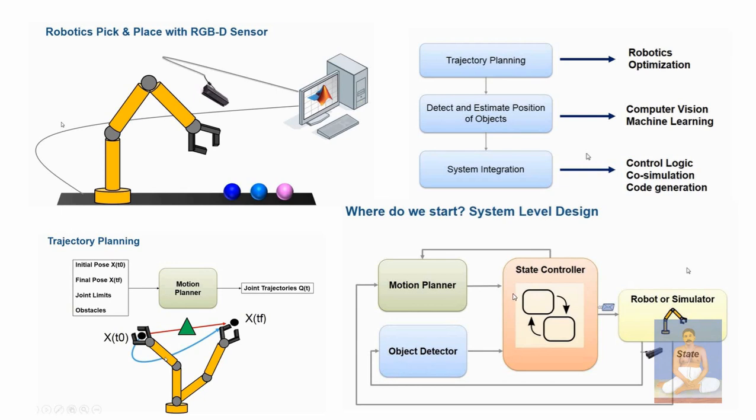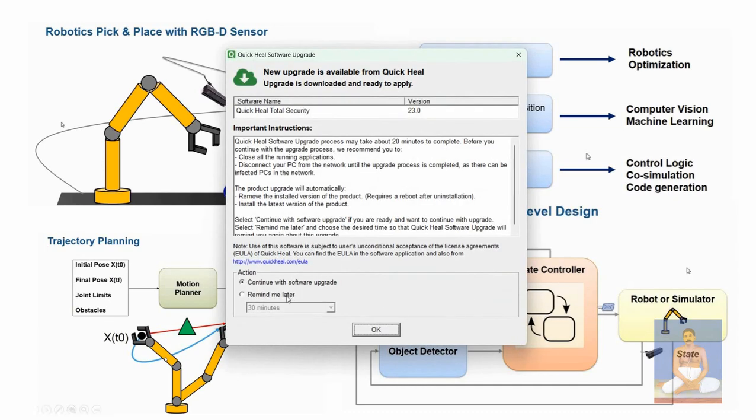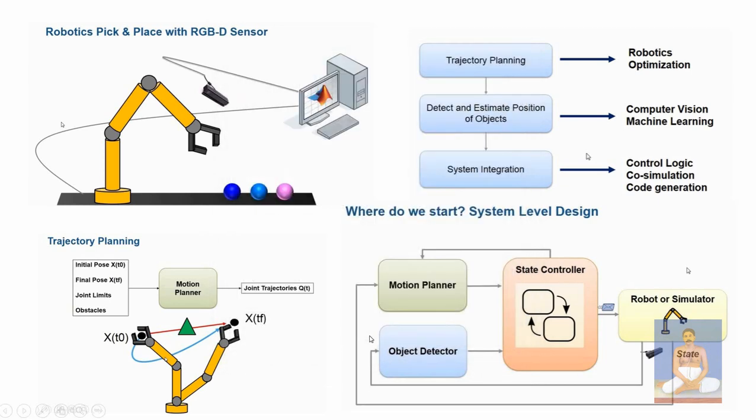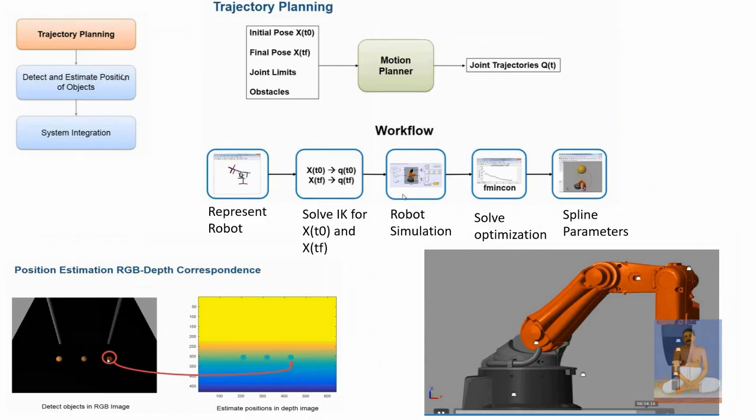First of all, we plan the motions: joint trajectories, a motion planner, an object detector, state control, and a robotic simulator. After this, the motion planner and object detector feed into the state controller and robotic simulator. Now for trajectory planning, we detect and estimate the position of objects. System integration is there: initial pose, final pose, joint limits and obstacles. The motion planner is there and the joint trajectory is there.